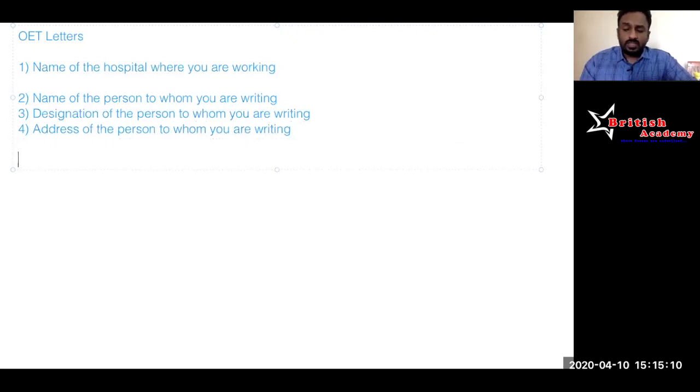Now, after this, in the address part, please make sure punctuation is not required. Even if you don't put any punctuation, it's completely fine in the address part. Leave one line. The fifth point is your date. Some people do write the date as the first point, and even that is completely acceptable.